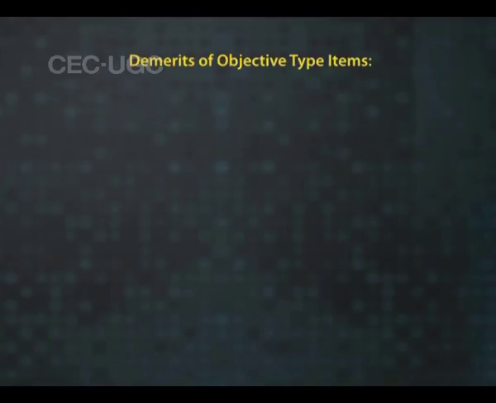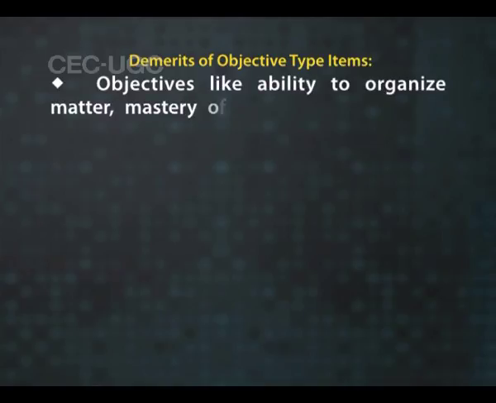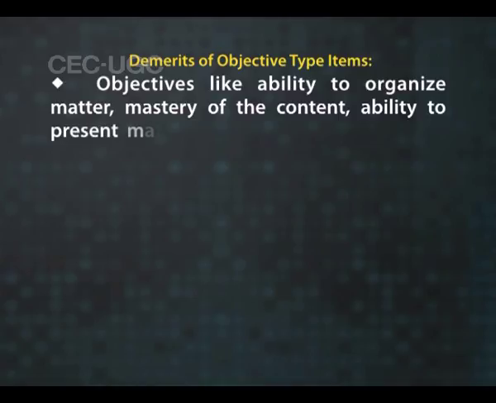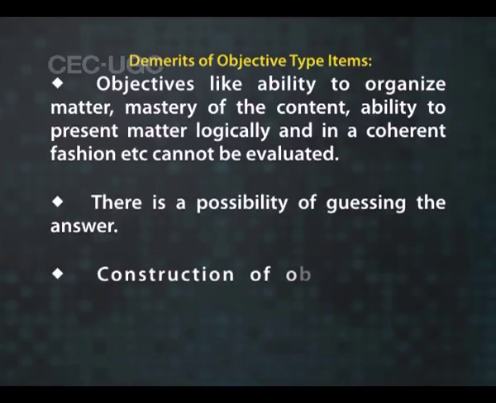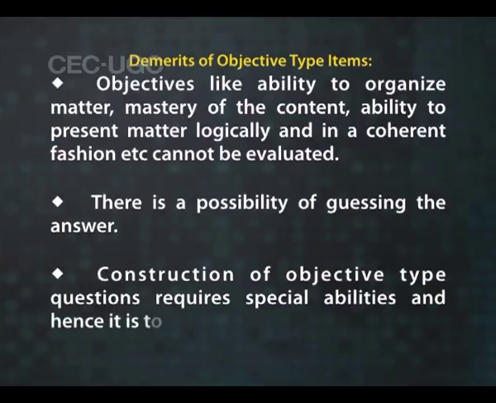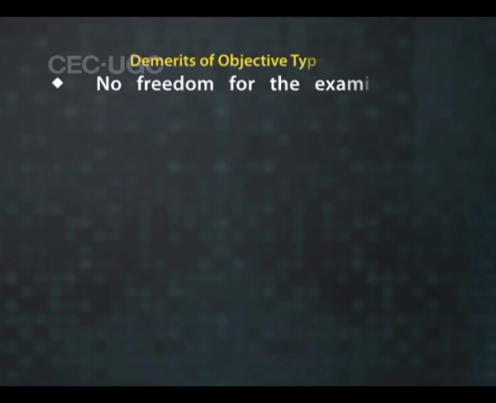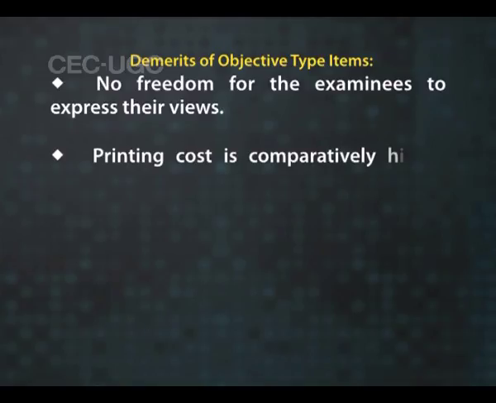Demerits of objective type test items. Objectives like ability to organize matter, mastery of the content, ability to present matter logically and in a coherent fashion, etc. cannot be evaluated. There is a possibility of guessing the answer. Construction of objective type questions requires special abilities and hence it is too difficult. No freedom for the examinees to express their views. Printing cost is comparatively higher than that of other types of test items.